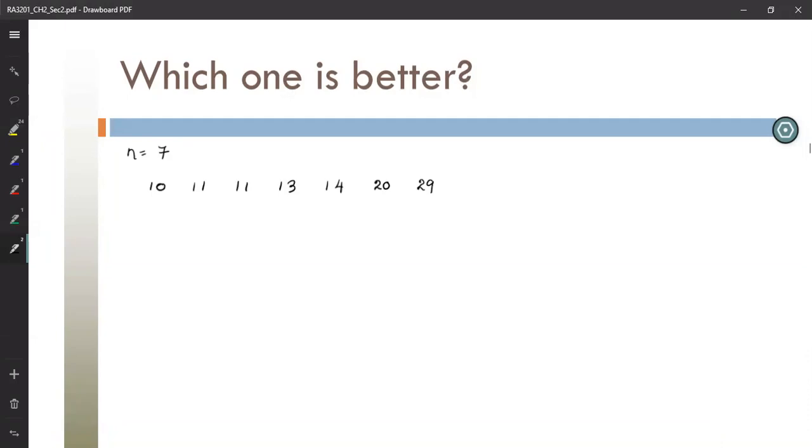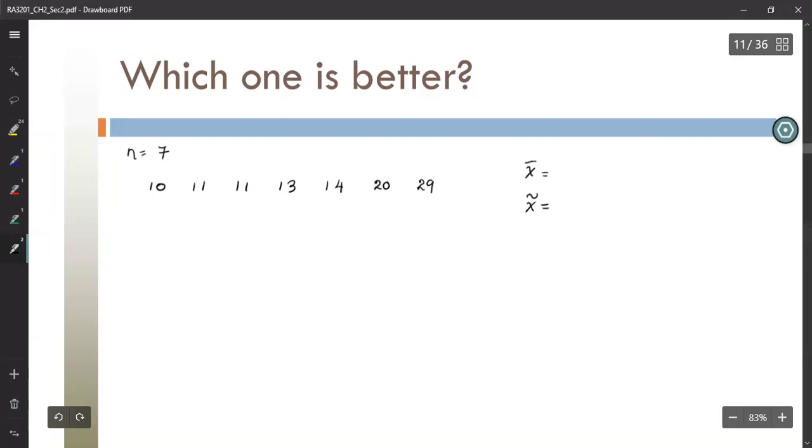Okay, 7 observations. For this small data set, can you find the mean and the median? Median, usually we use x tilde. I didn't mention it earlier, x bar and x tilde. So can you find the mean and the median for this small example? The mean, you have to add the values and find the average. The median, it's clearly visible. This is odd. This is 13.